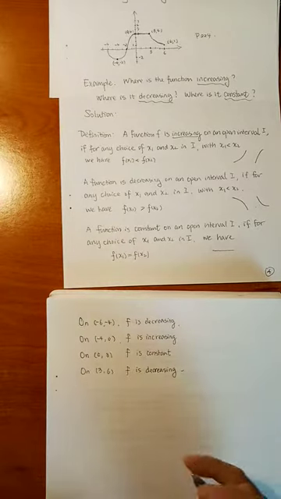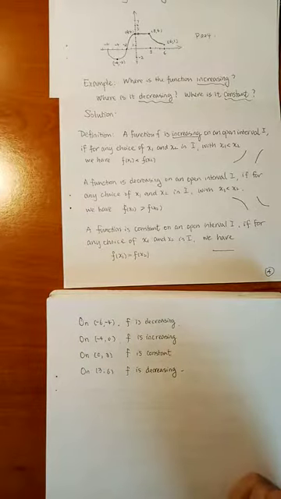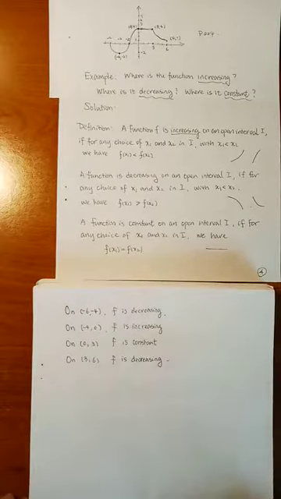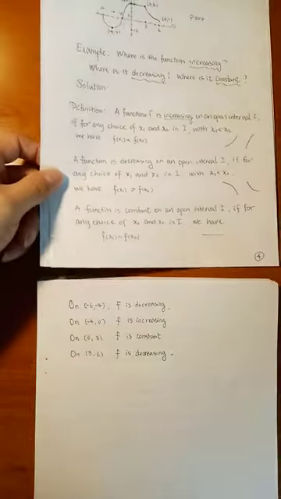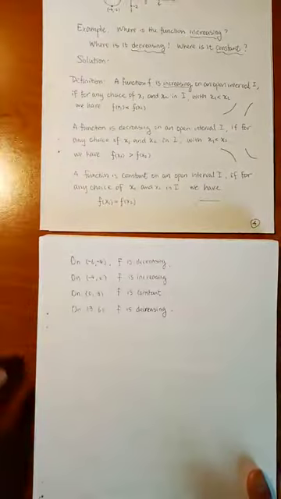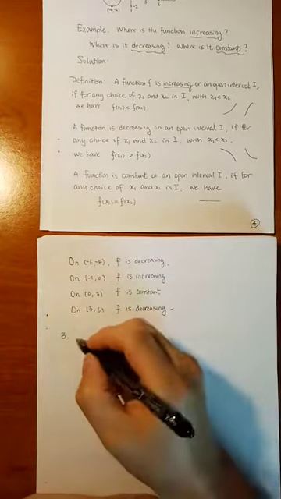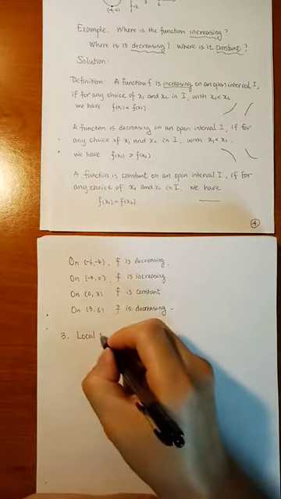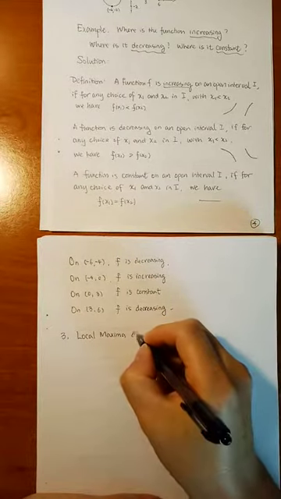Okay, so that's the second property, the increasing decreasing property. The first one is the even odd property. It's about the symmetry, and the increasing decreasing property tells us if the graph is going up or going down. And next, local maxima and the local minima.